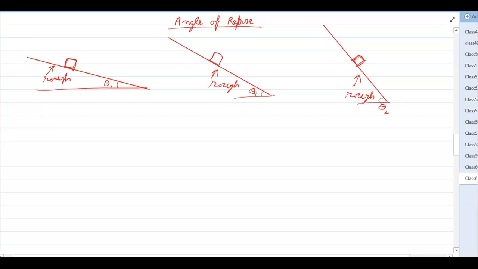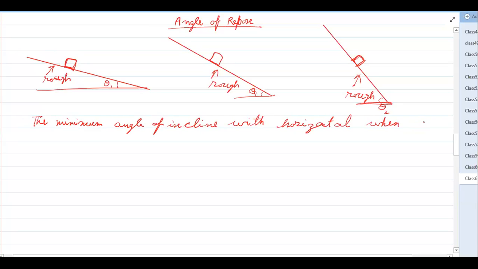So the minimum angle with horizontal of the incline at which sliding starts is called angle of repose. Okay. So this is what angle of repose is, the minimum angle. The minimum angle of incline with horizontal when sliding starts is called angle of repose.